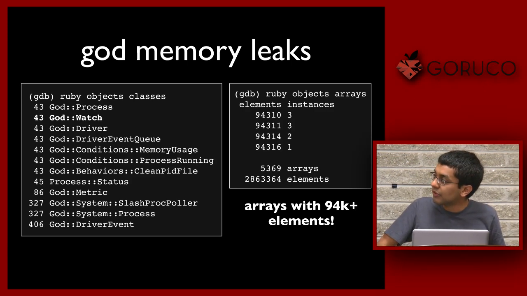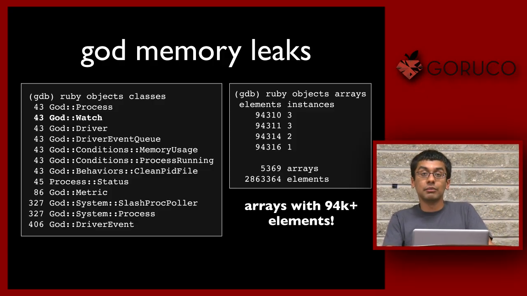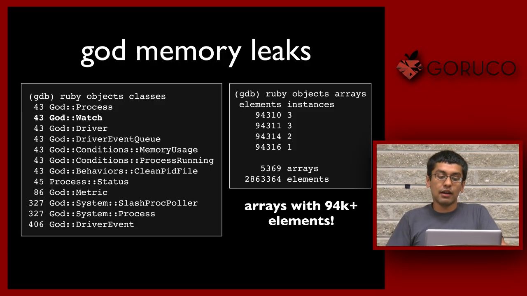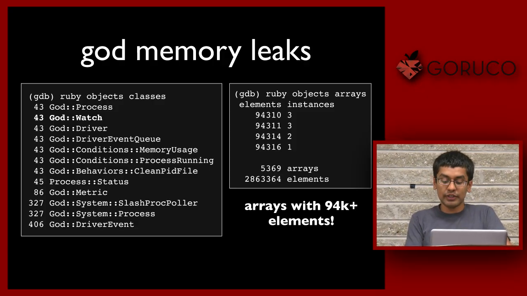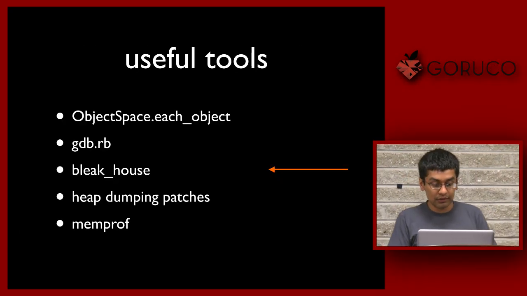Another useful set of commands in GDB.RB lets you print out arrays, hashes, and strings by length. And so you'll notice over here there's several arrays that had 94,000 elements in them. And these were basically arrays that were growing infinitely large and holding references to a bunch of objects and essentially leaking references. So another useful tool is a tool called Bleakhouse.